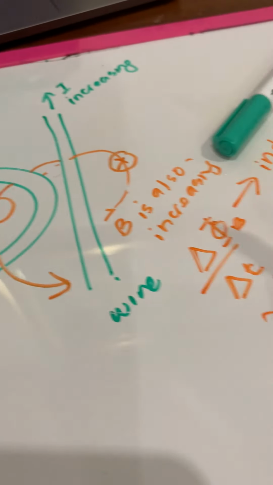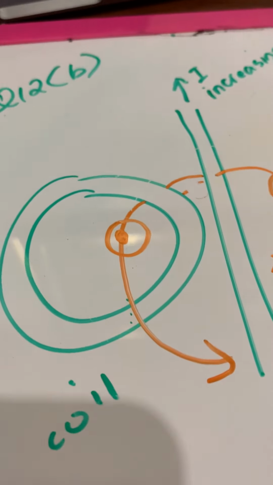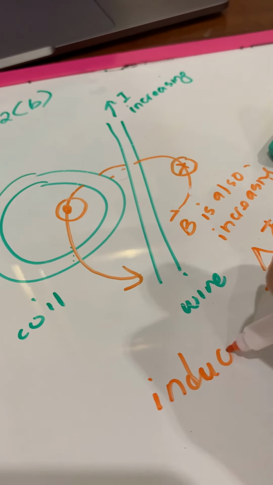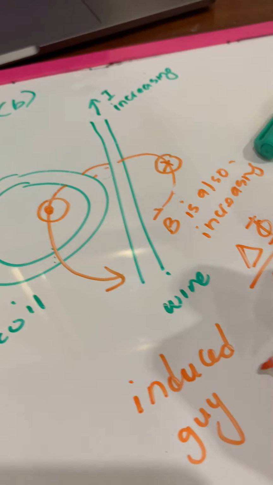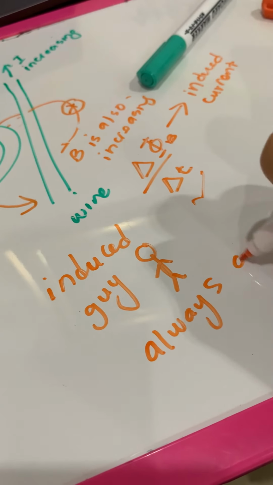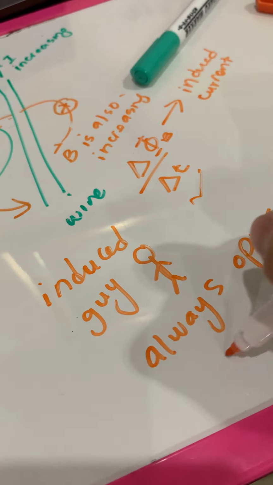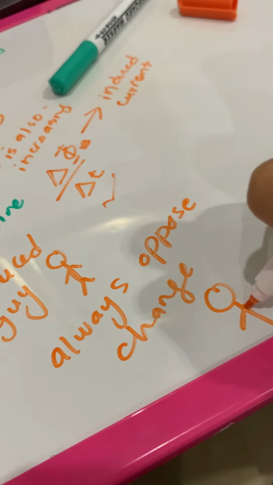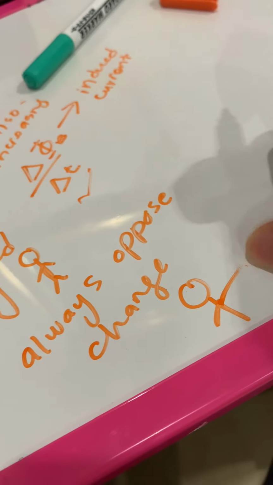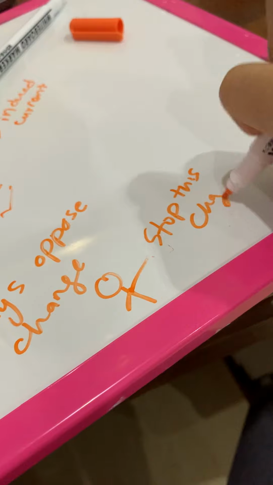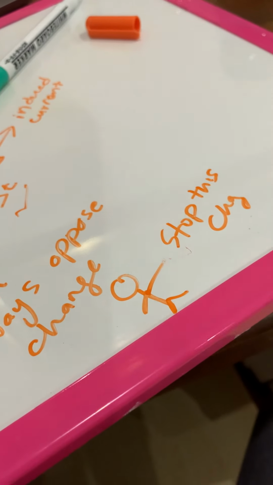However, our induced current will always oppose the change. Okay, this is my induced current, and it always opposes change, which means that my coil will look like this. It says, stop this change.